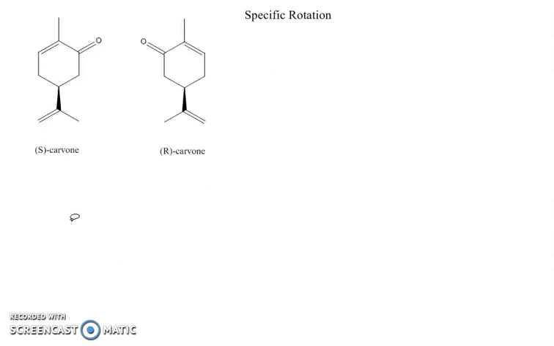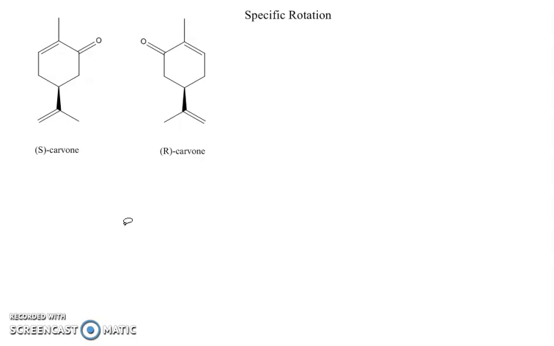I want to talk today about specific rotation, what it means, and when we're dealing with it and concerned about it. Generally, when we're talking about specific rotation, we're talking about compounds that exist as enantiomers. For instance, we can talk about carvone, which can exist as an S isomer, or its enantiomer, its mirror image, the R isomer. So we can have S carvone and R carvone.